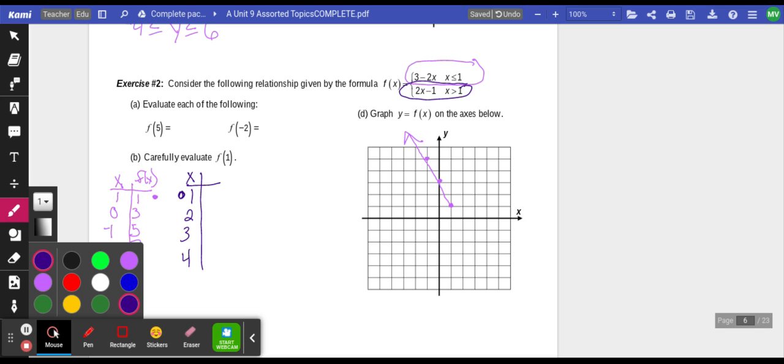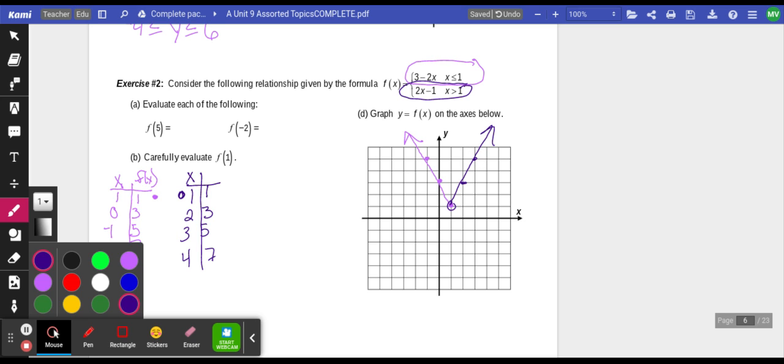So when x is 1, that equals 1. 2 is 3. 3 is 5, 7. So 1, 1 is the same point. So 2, 3, 3, 5. And it starts at 1 and continues upwards.